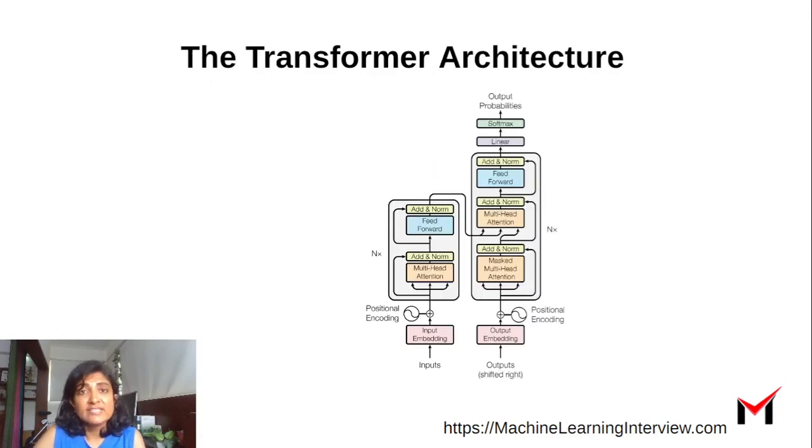To summarize, we looked at the various blocks in the transformer architecture. We looked at positional encoding, multi-head attention, skip connections and layer norm, the feed-forward unit, masked multi-head attention, and we talked about the loss function.